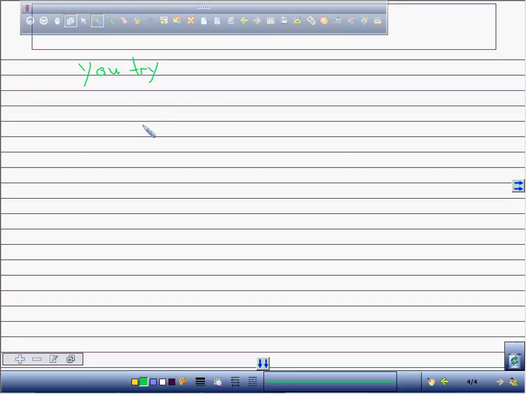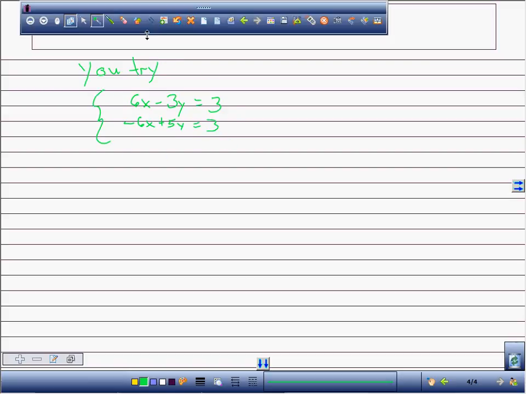I have 6x minus 3y equals 3. And then I have negative 6x plus 5y equals 3. And you solve the system. See what you can come up with. Ready, go.